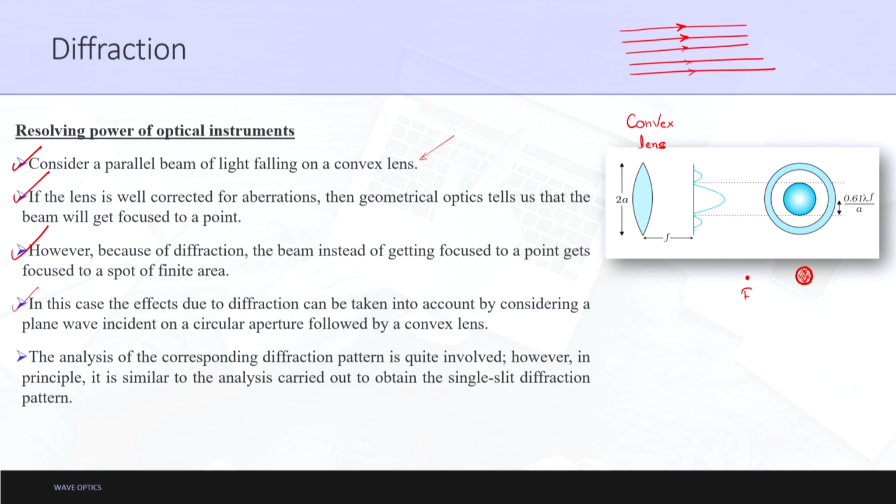The analysis of the corresponding diffraction pattern is quite involved. However, in principle it is similar to the analysis carried out to obtain the single slit diffraction pattern. So, the single slit diffraction pattern is similar to this circular aperture followed by a convex lens. Let us move on to the next slide now.